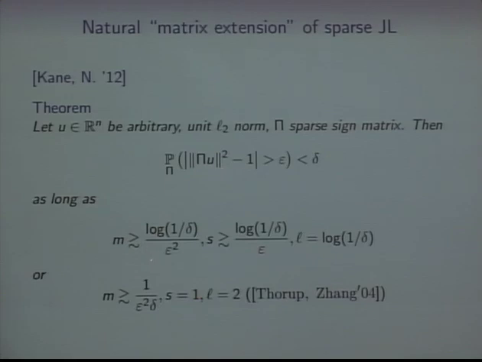As long as the number of rows is at least this and s is better by an epsilon factor, and you'll use the moment method with the log 1 over delta-th moment. Or you can take the second moment with sparsity 1, and that's Thorup-Zhang. Okay, so let me be a little suggestive.